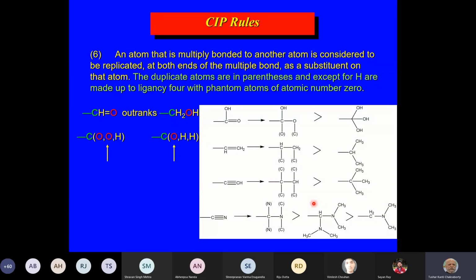So these are the small exercises you have to do where these atoms are attached through another atom by multiple bonds, like aldehyde, carboxylic acid, then olefin and acetylene, and so on.